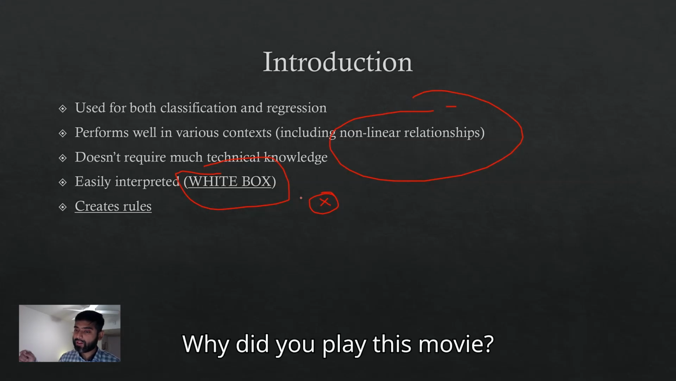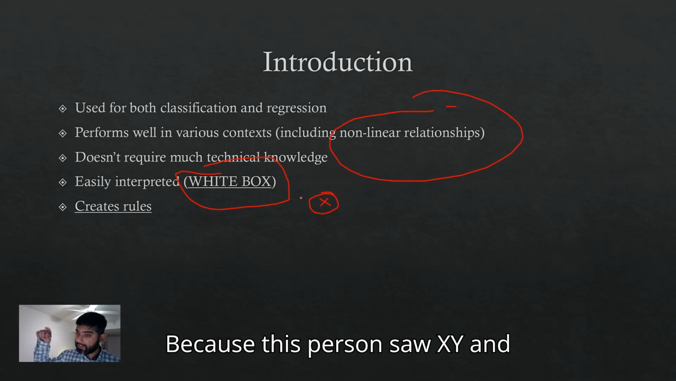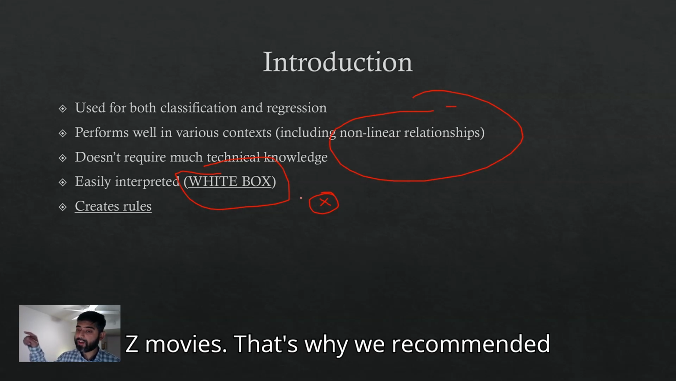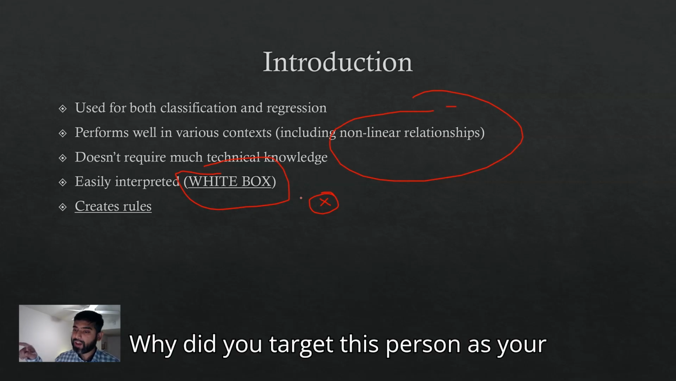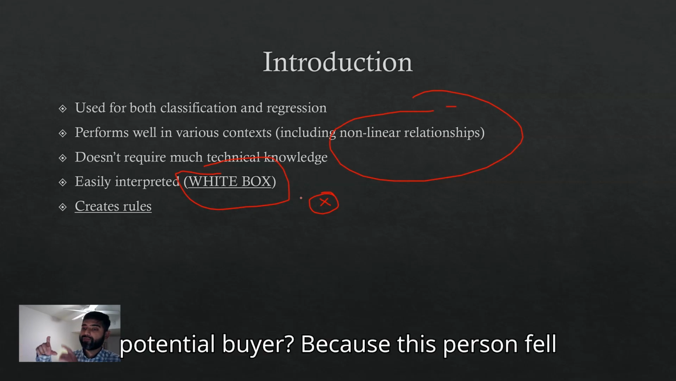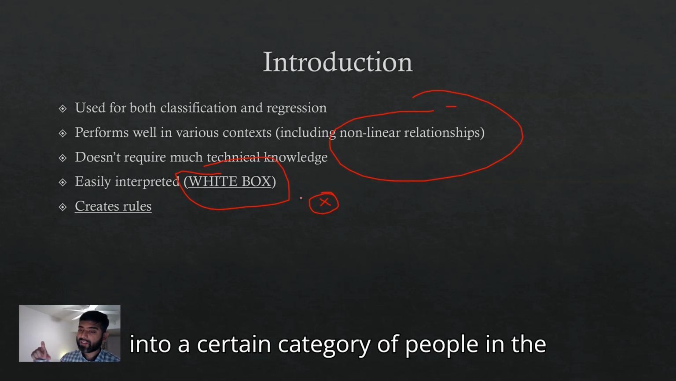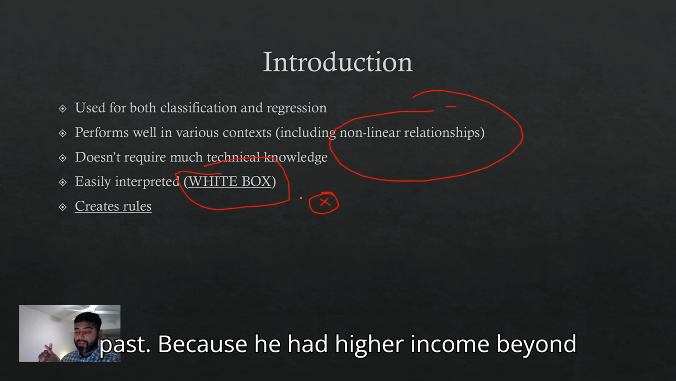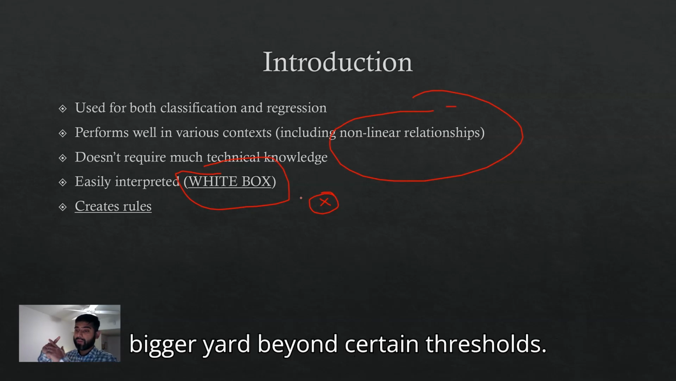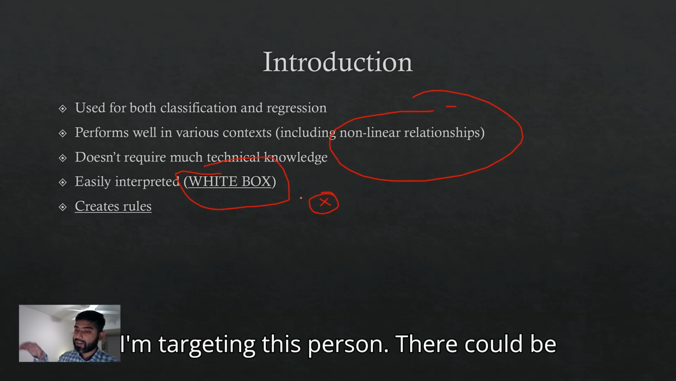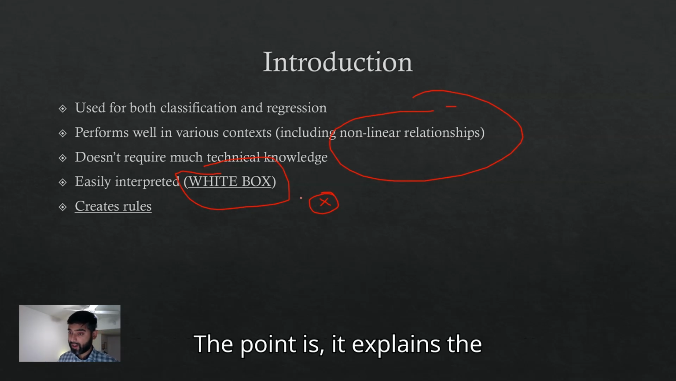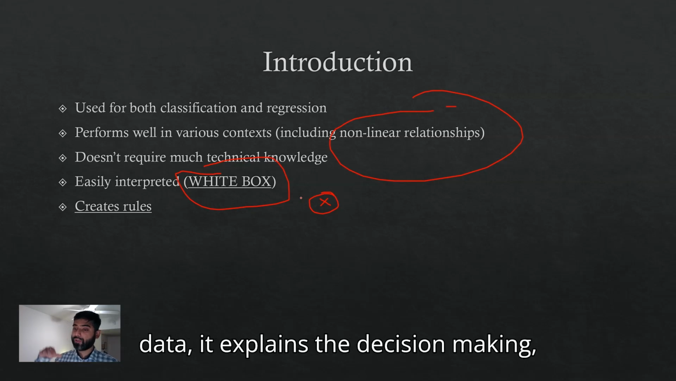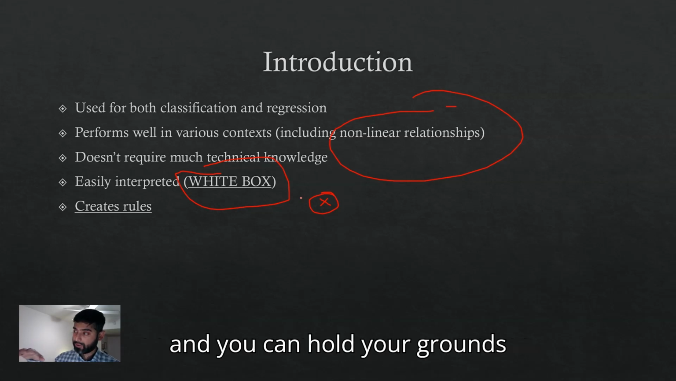Why did you play this movie? Because this person saw X, Y, and Z movies, that's why we recommended him Z1, Z2, and X2 movies. Why did you target this person as your potential buyer? Because this person fell into a certain category of people in the past, because he had higher income beyond a certain threshold, because he had a bigger yard beyond a certain threshold, I'm targeting this person. There could be n number of use cases of this algorithm. Point is, it explains the data, it explains the decision making, and you can hold your ground in a court of law using this algorithm.